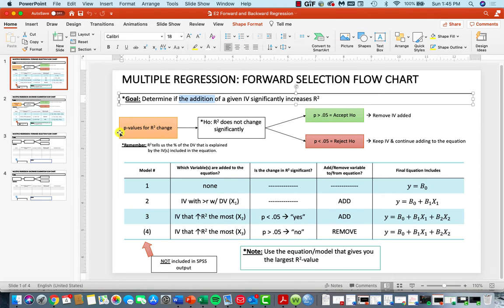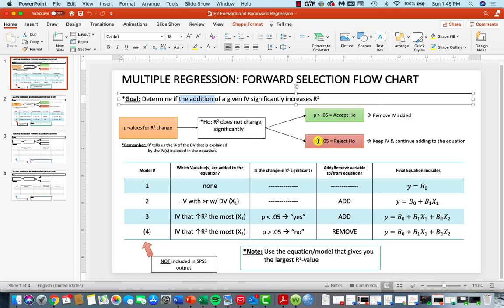But that p-value for the r squared change, the null hypothesis for the significance column, is that r squared is not changing significantly. So if we add a variable and we notice that r squared does not change significantly, that means that variable is not really contributing much to our prediction equation. In that case, we would say we don't need that variable added, so we'll just take it out.